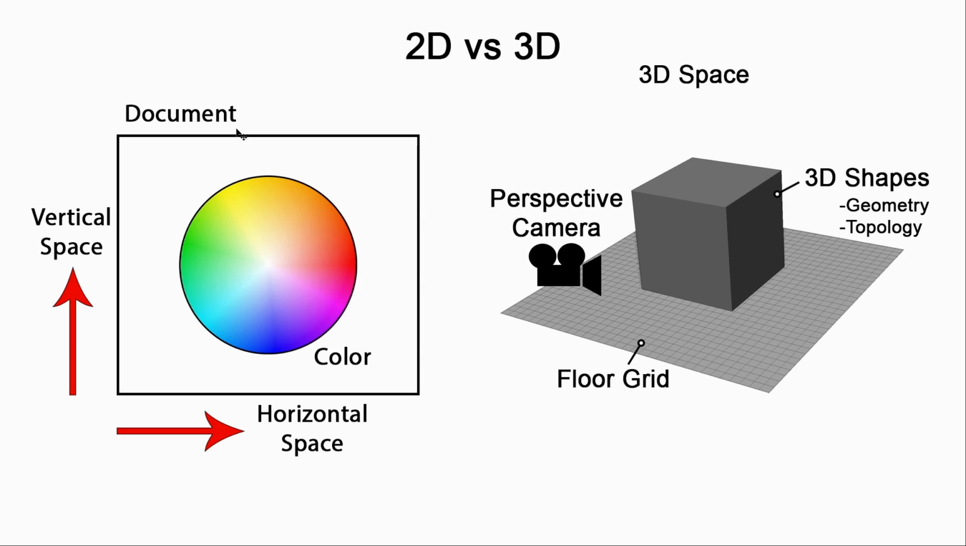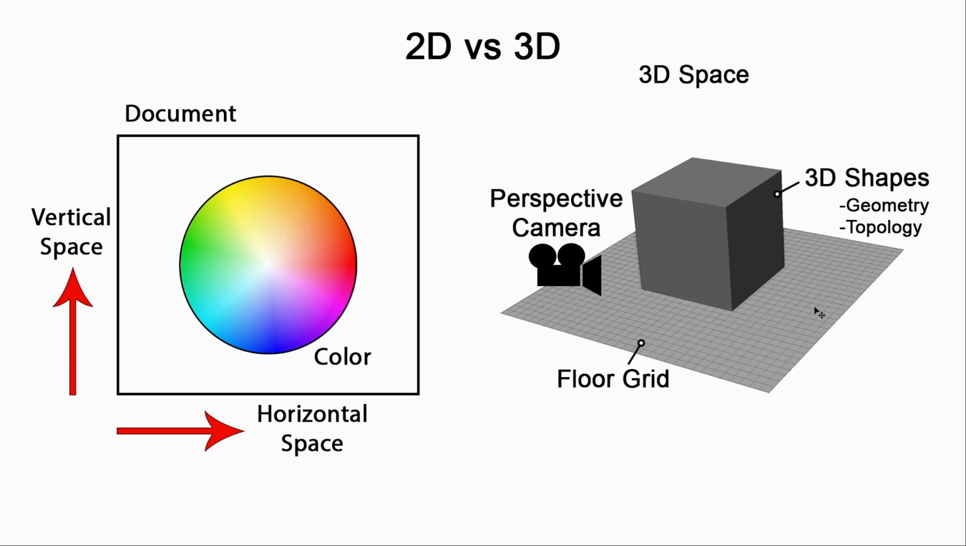And within this document, we can use any of the colors that we have within our color wheel to paint and make an image. Now we have our 3D space, which is giving us 3D objects or shapes. We also have a perspective camera, which is instantly going to give us our perspective, so we don't have to draw that. And you'll find in many applications, including the ZBrushCore, there'll be a floor grid. That floor grid is going to help us establish our 3D space and show us our XYZ axes.